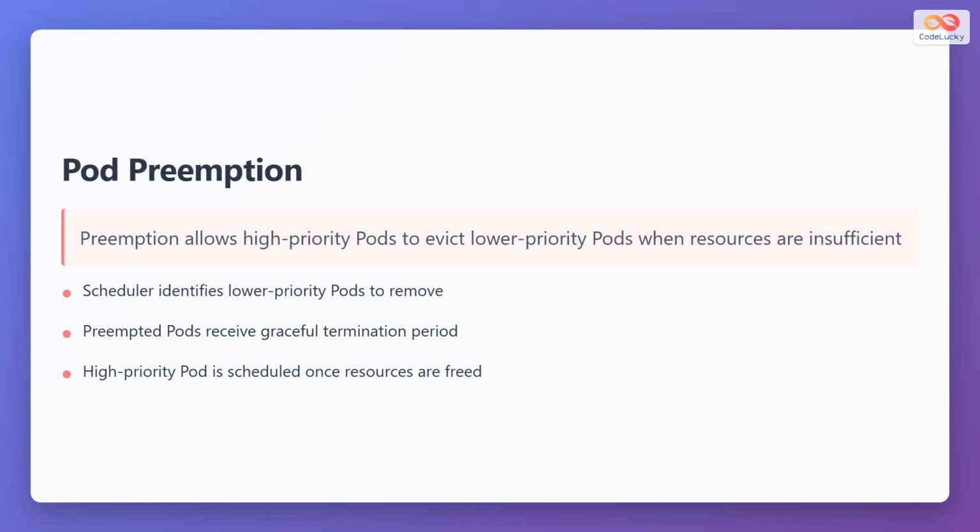Preemption allows high-priority pods to evict lower-priority pods when resources are insufficient. Here's how it works. The scheduler first identifies lower-priority pods that can be removed to make room for the high-priority pod. Those preempted pods then receive a graceful termination period, typically 30 seconds, to shut down cleanly. Once the resources are freed up, the high-priority pod is scheduled on that node. This mechanism ensures that critical workloads can always find resources, even in a fully utilized cluster.